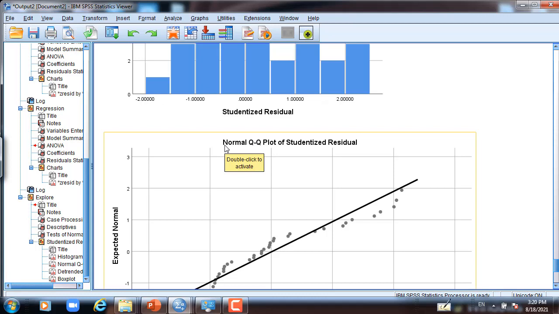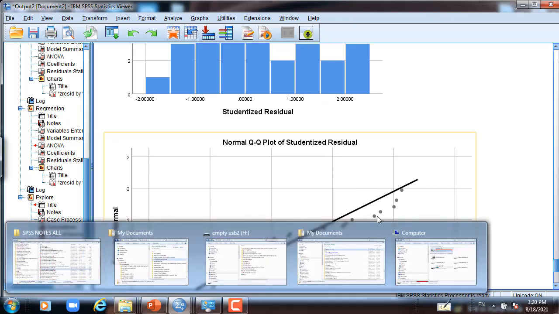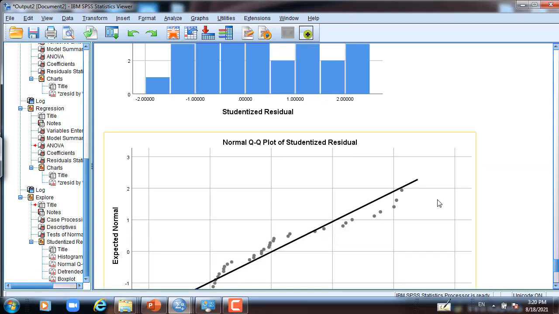Normal QQ plot of studentized residual, you can see it, and this is a simple interpretation. Our plan is if the circle here is falling on this fitted line, which is all this observation, if falling on the fitted line, we can say the residuals are normally distributed. So if this circle is not falling on the line, we can say our residuals are not normally distributed.